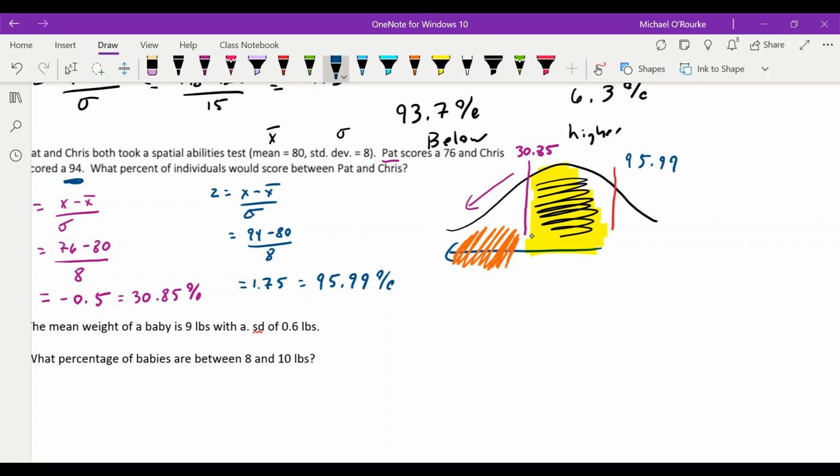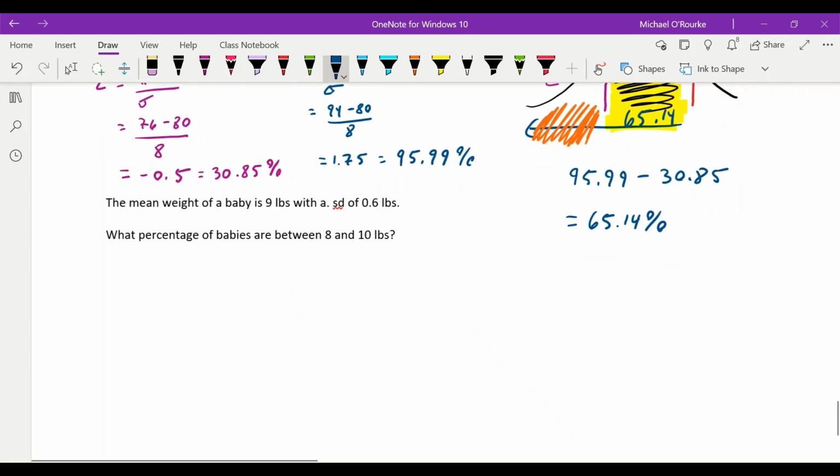95.99. So if I want to find the middle of it, what's between them, I need to take the top one minus the small one, which will get rid of this bottom space. So 95.99 minus 30.85. 65.14% is between them. Okay, so this space here, 65.14% between. So 65% of the population is between those two test scores.